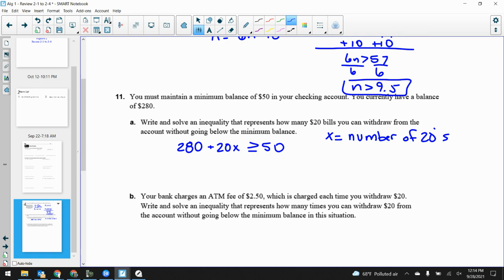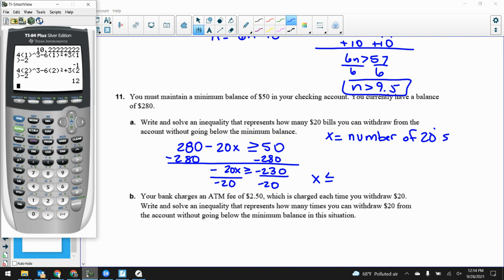Now, I'm going to subtract away the 280, which gets me 20x is greater than or, oh, and I put plus. Oh, I'm taking away. This should be minus 20x. So 280 minus 20x is greater than or equal to 50, which gives 20x is greater than or equal to negative 230. And when I divide by negative 20, I need to flip my symbol here. x is less than or equal to 230 divided by 20, which gets us 11.5.